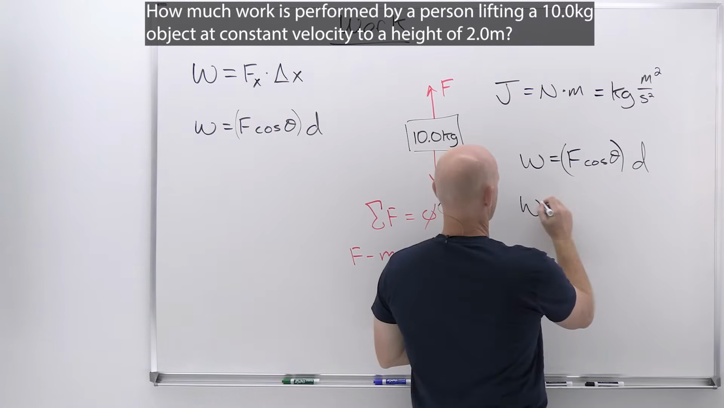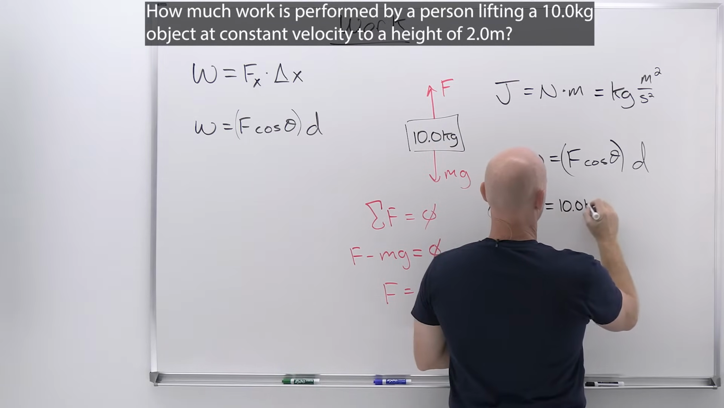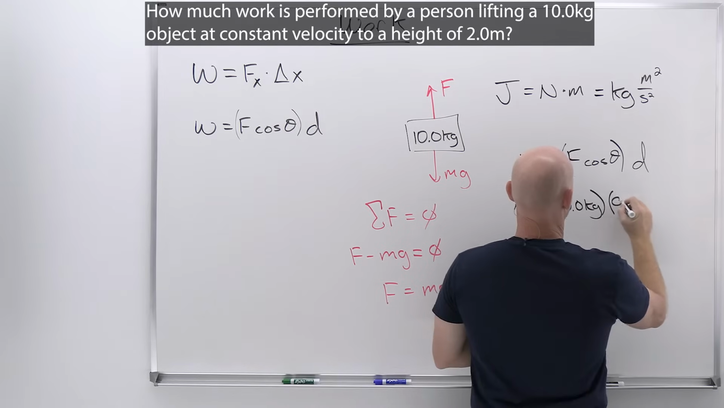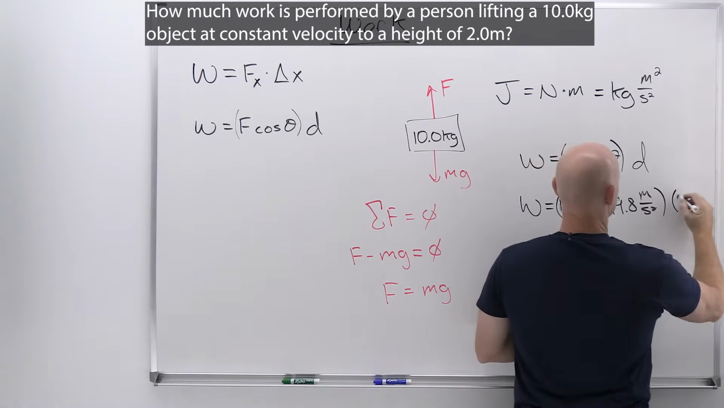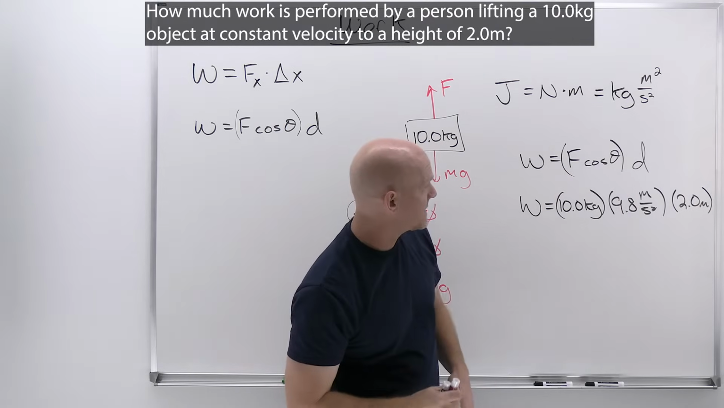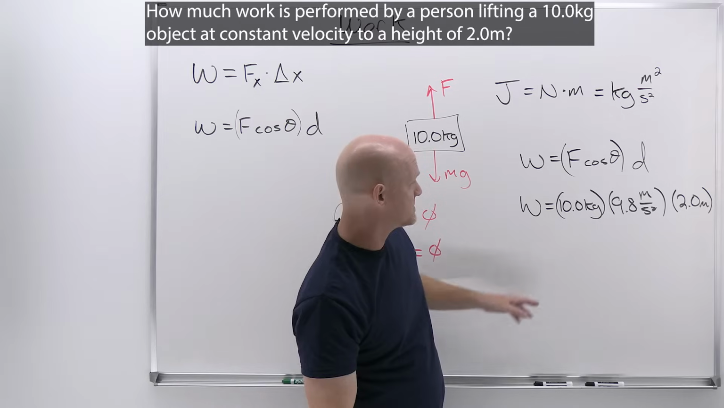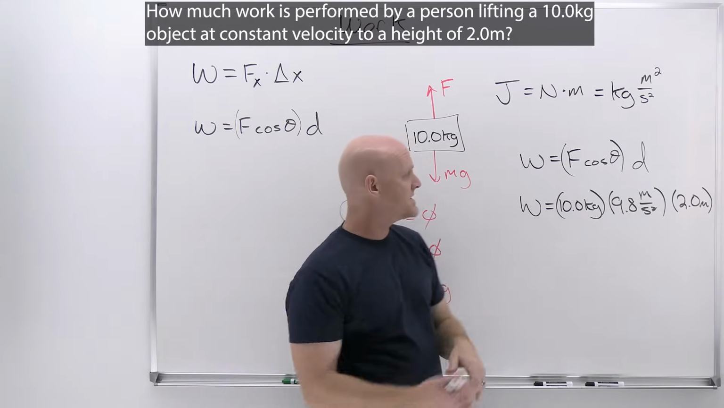And so here we're going to have work equals mass times gravity. Well, we're told it's 10.0 kilograms times 9.8 meters per second squared, and then times the displacement of 2.0 meters. And we could let our calculator do some work. We'd probably do this in our head, truth be told. So 10 times 9.8 is 98. 98 times 2 is 196.